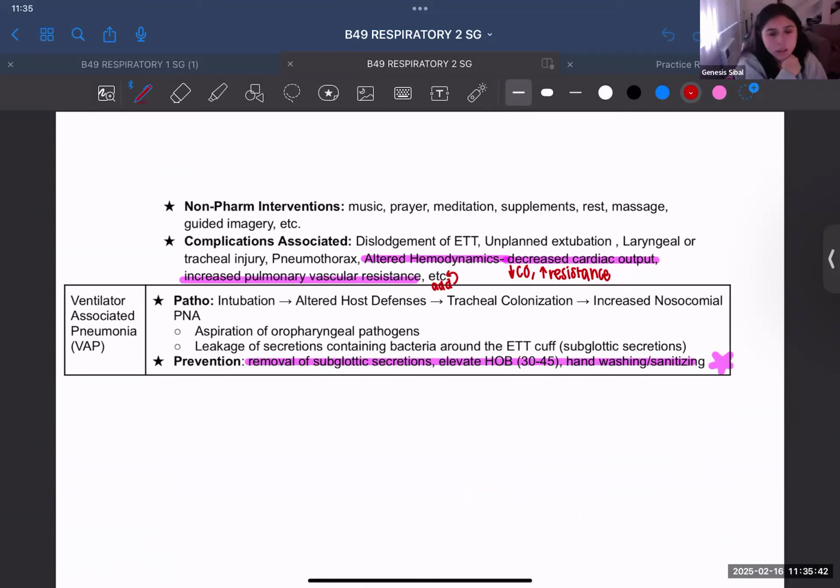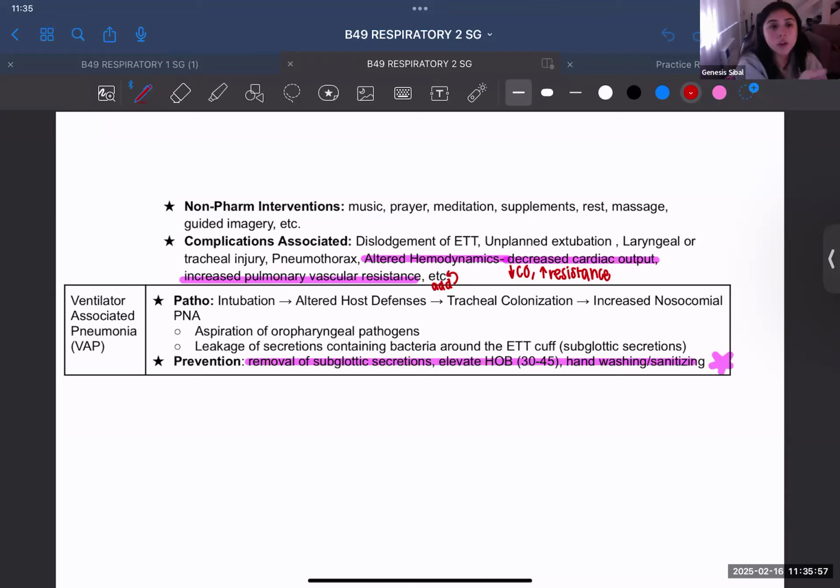So that's why basically we remove the secretions. So it's okay to suction them, especially if they're coughing a lot. It's okay to do that because we don't want them to get back into their lungs. You can elevate their head of the bed, right? If we lay them flat, you have a higher risk of those fluids being able to go into the trachea, to go into the lungs.